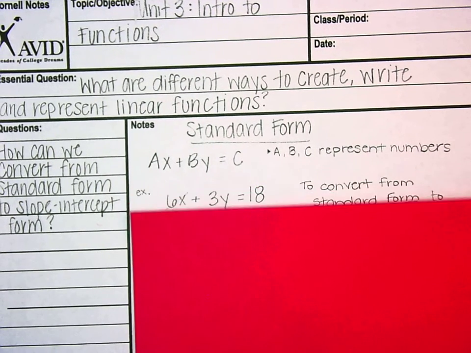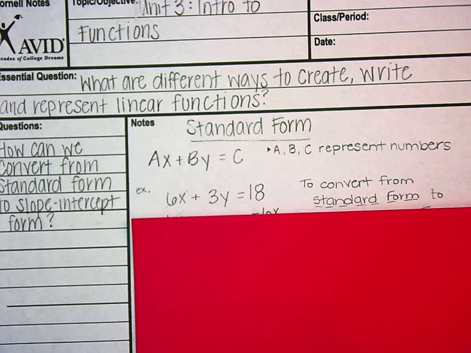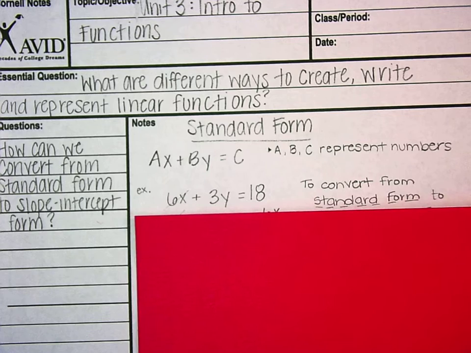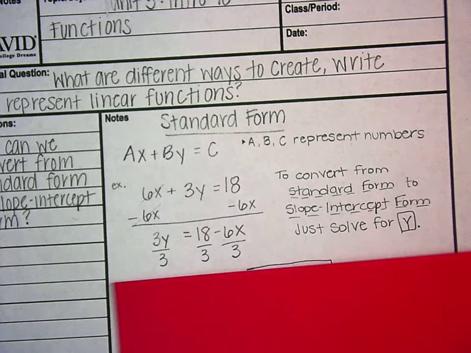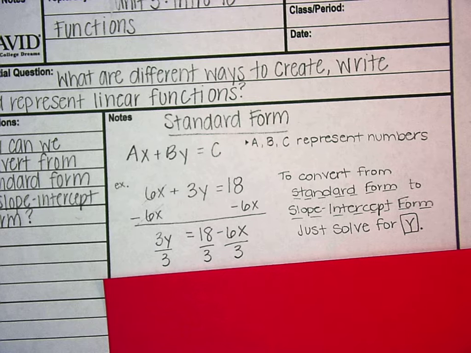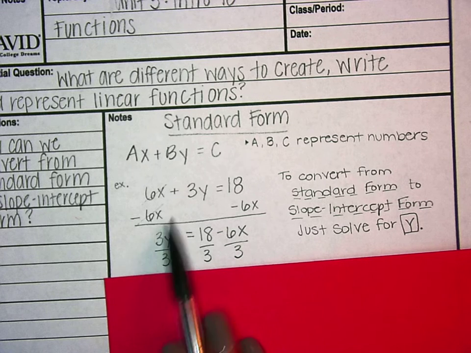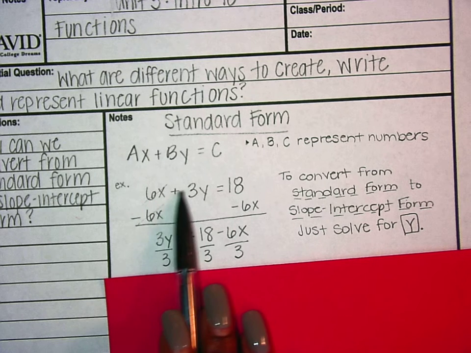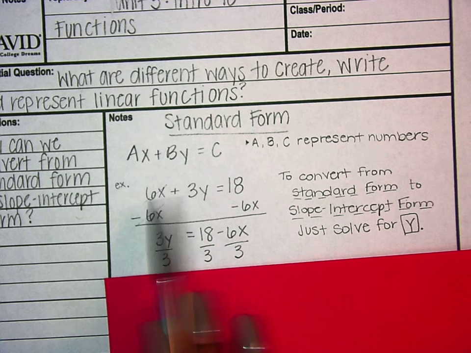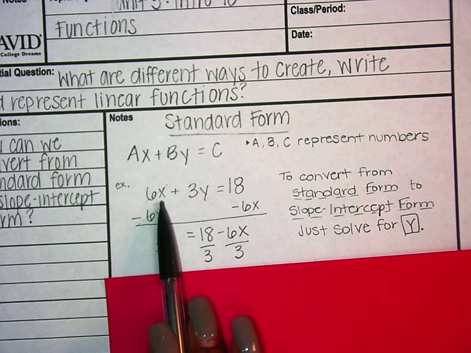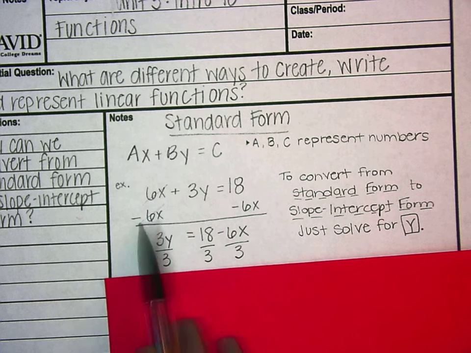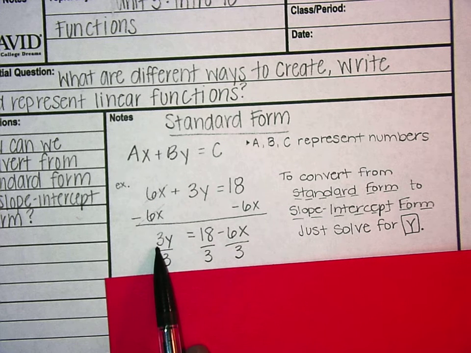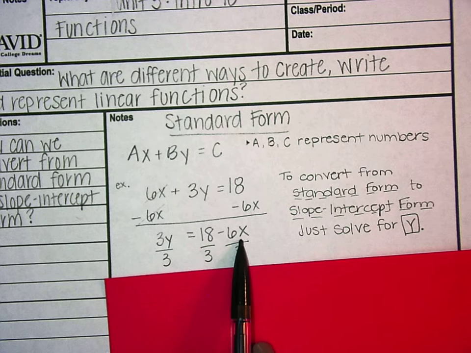So, when we're given an equation, such as 6x plus 3y equals 18, we know that in order to convert from standard form to slope-intercept form, all we have to do is solve for y. So here, to get y by itself, I don't need to have 6x on this side. I want to get rid of any other constants that I may have that aren't attached to the variable first. So, opposite of positive 6x is minus 6x on both sides. So, these two cancel out and you're left with 3y equals 18 minus 6x.